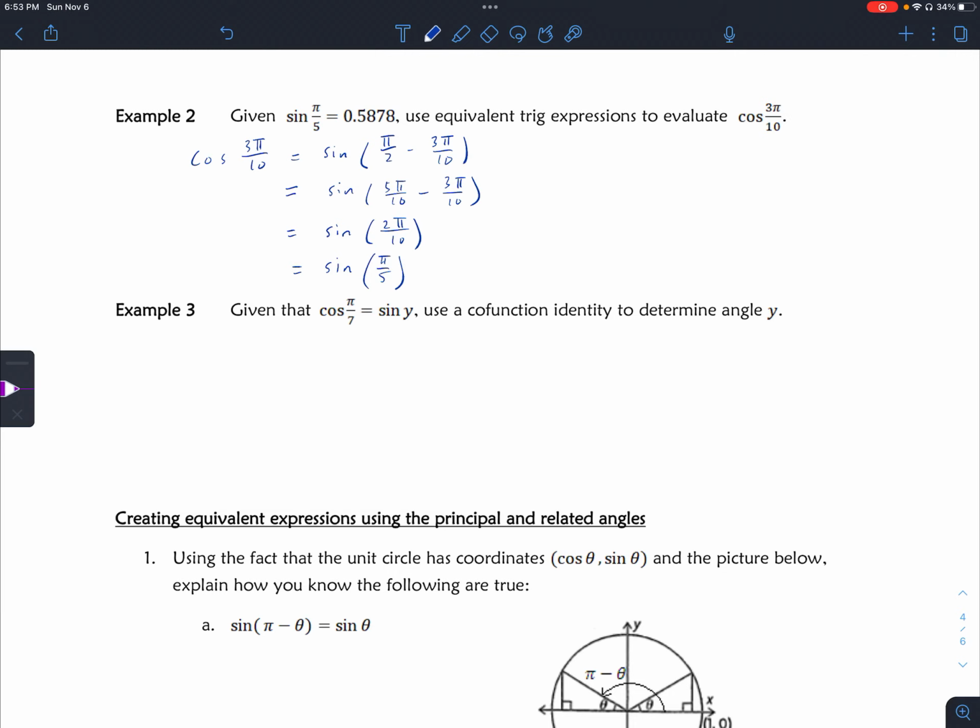Now sine of pi over 5, according to what it says here, is 0.5878. Okay, so that means that this would have to equal 0.5878. So cosine of 3 pi over 10 is equal to sine of pi over 5, which as a decimal value, that ratio is 0.5878. Okay.